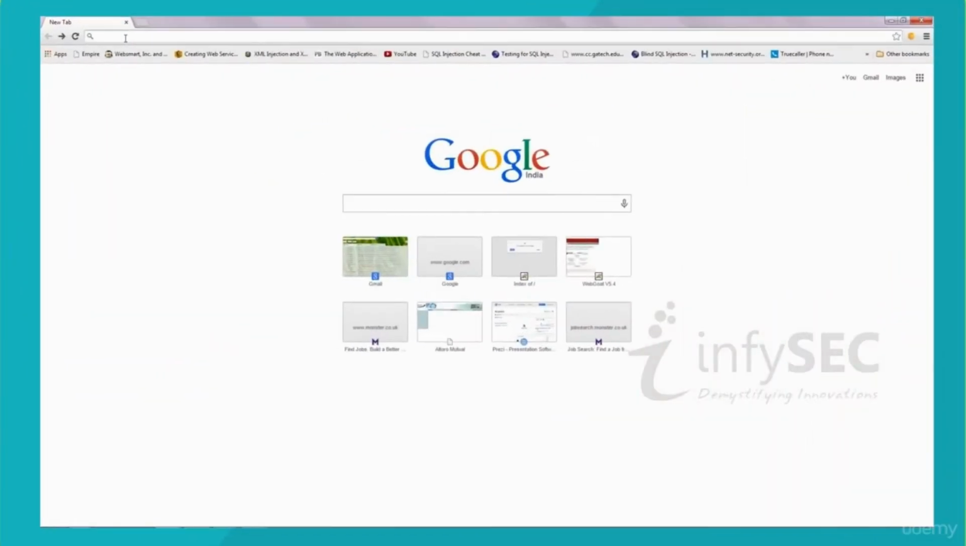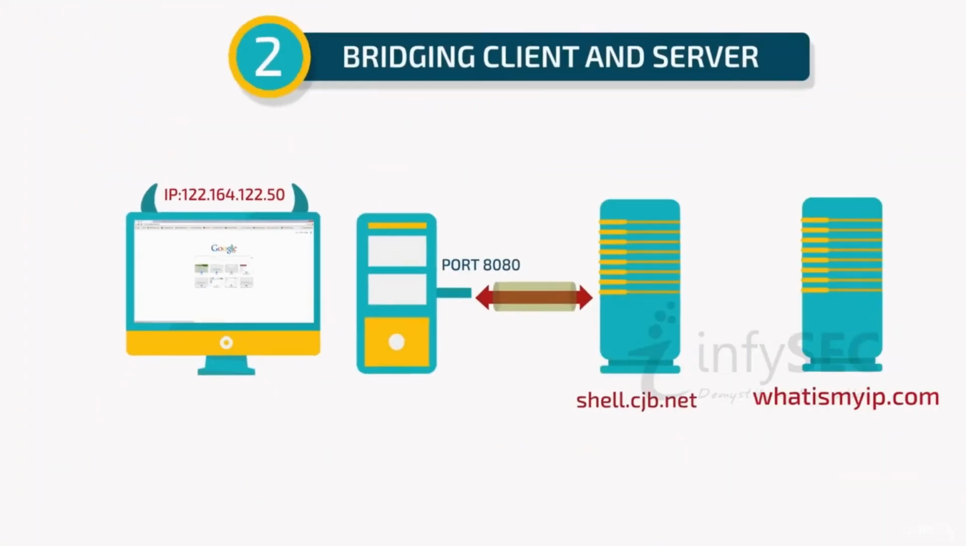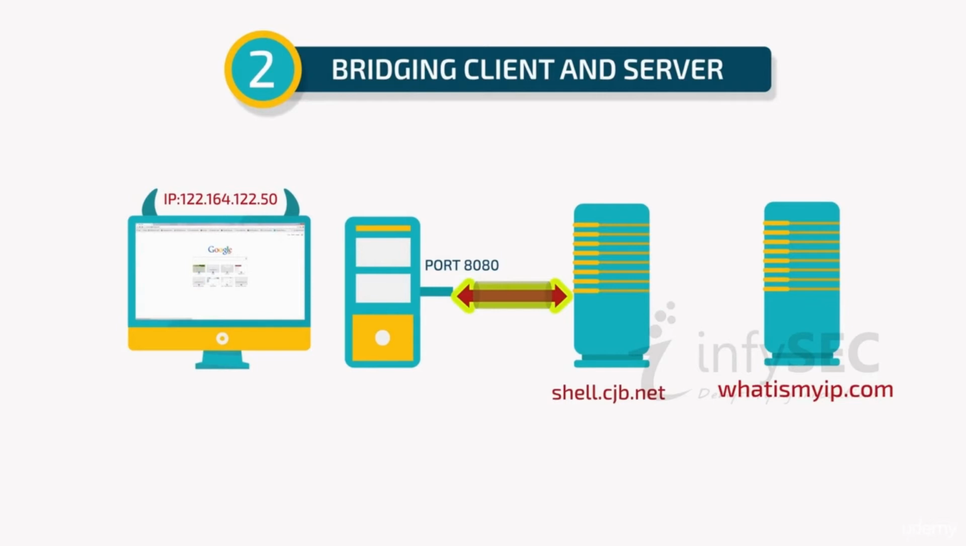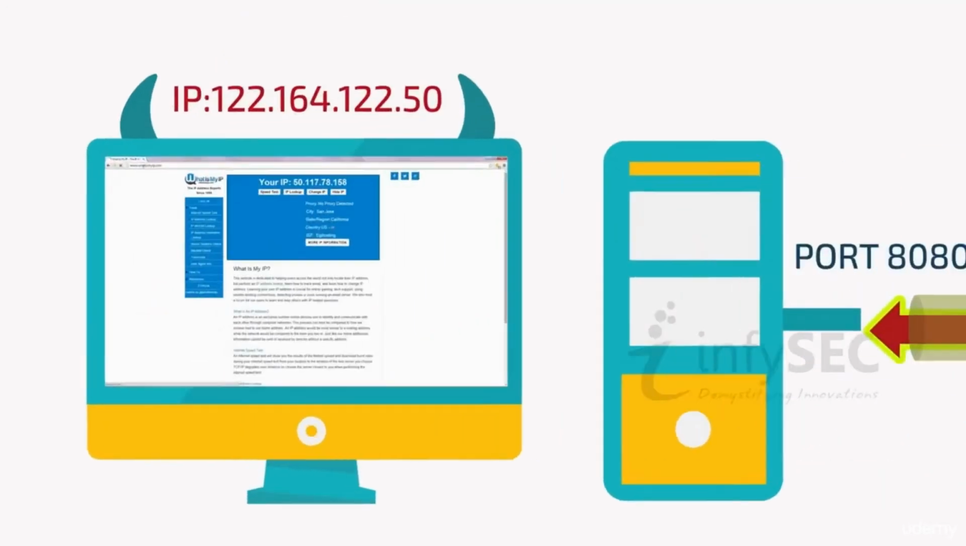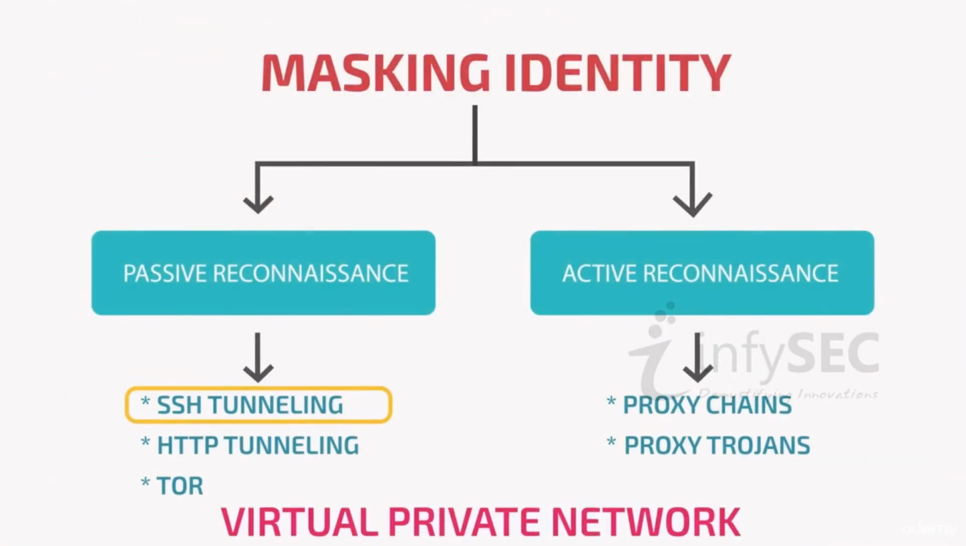When the attacker initiates a request to whatismyip server, the traffic gets routed to the loopback address on port 8080, which is now connected with port 22 on the remote server. When the whatismyip server receives the request, it enumerates the source IP as the proxy's IP instead of the attacker's IP. This is how an attacker masks his identity using SSH tunneling.